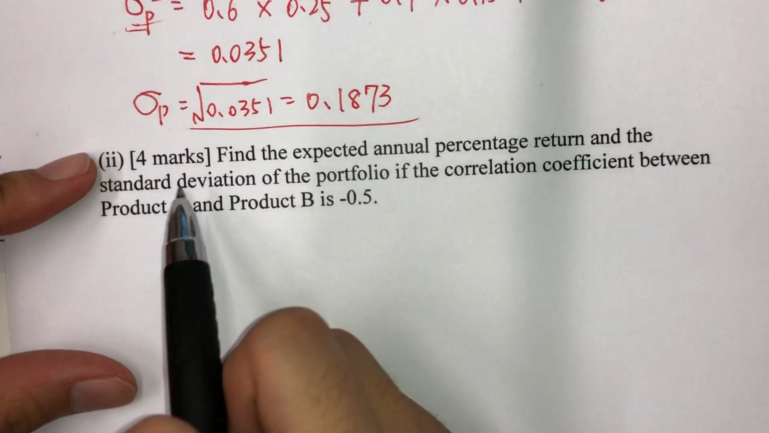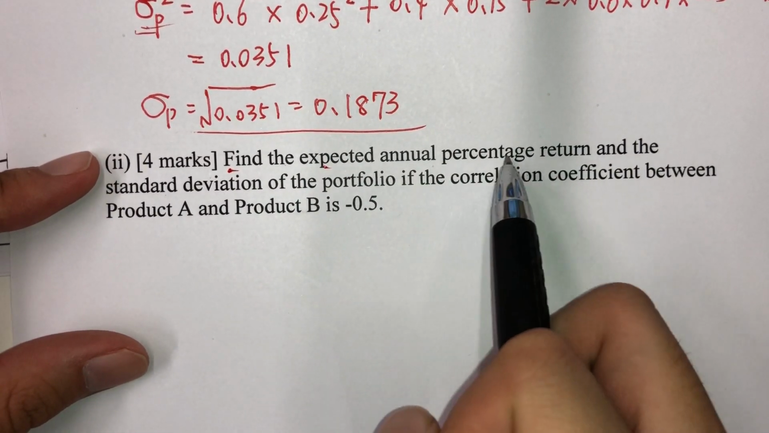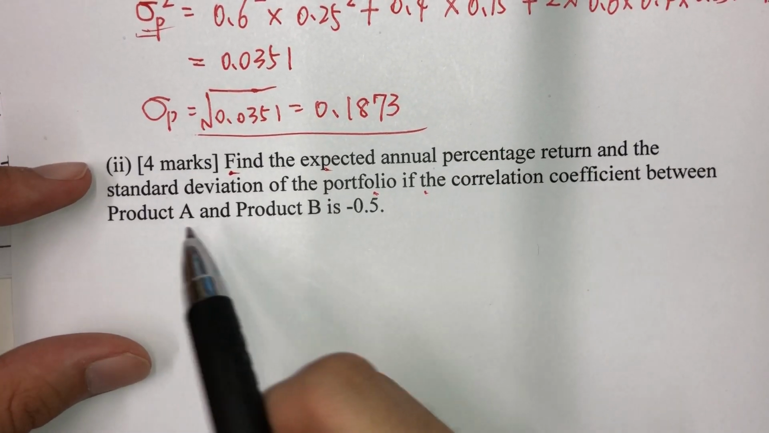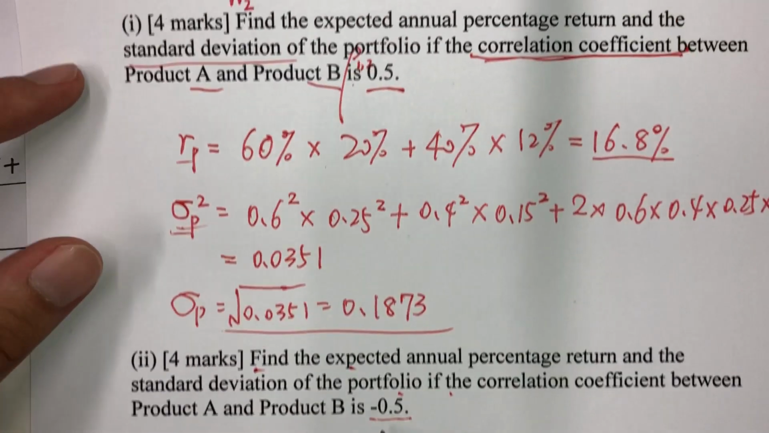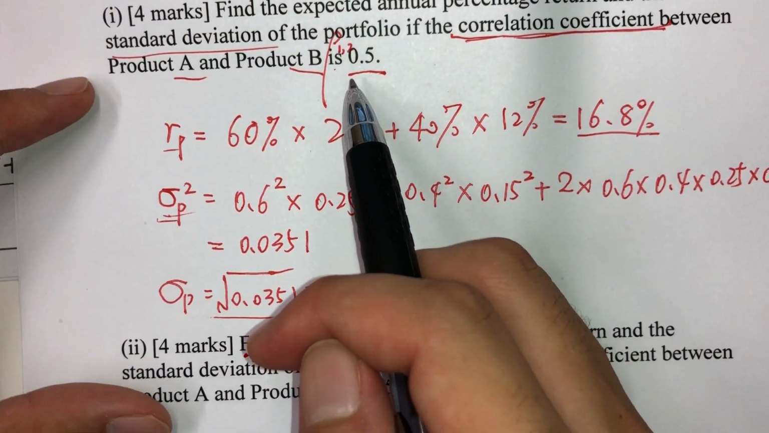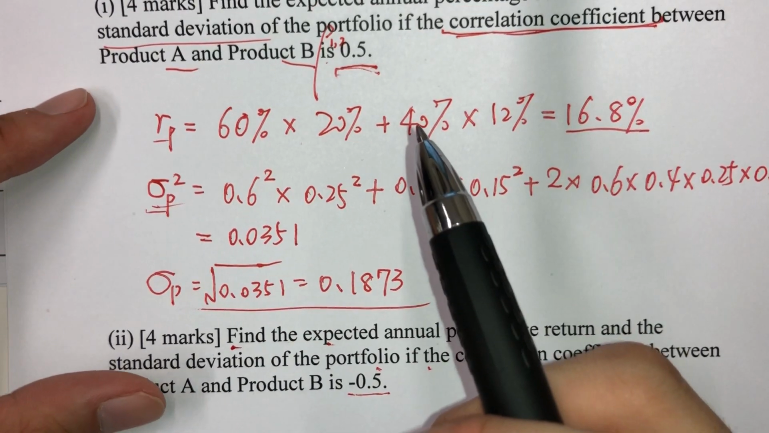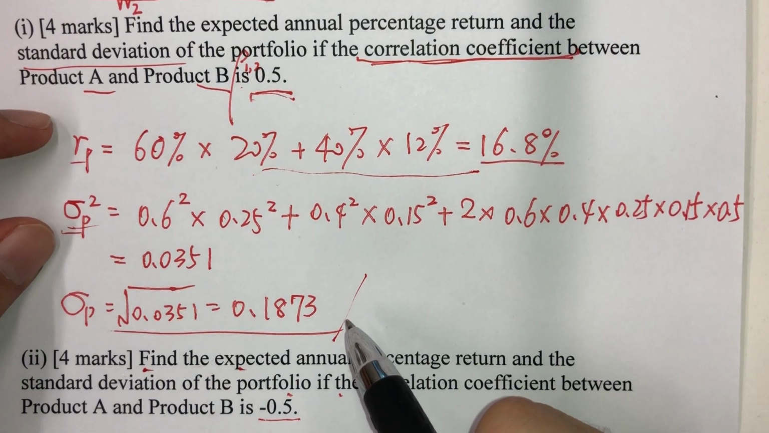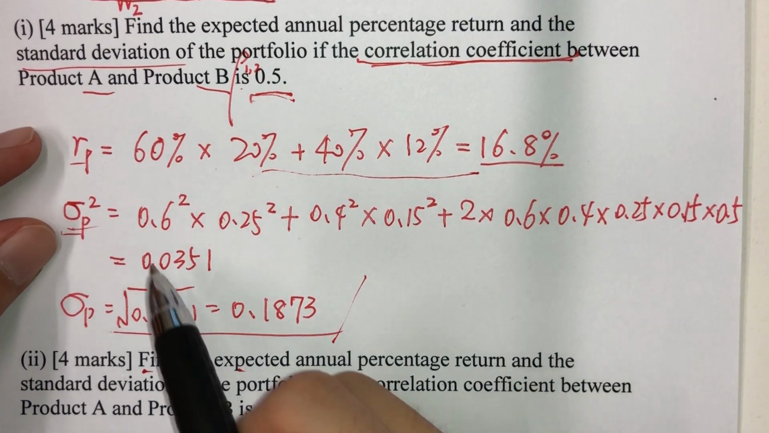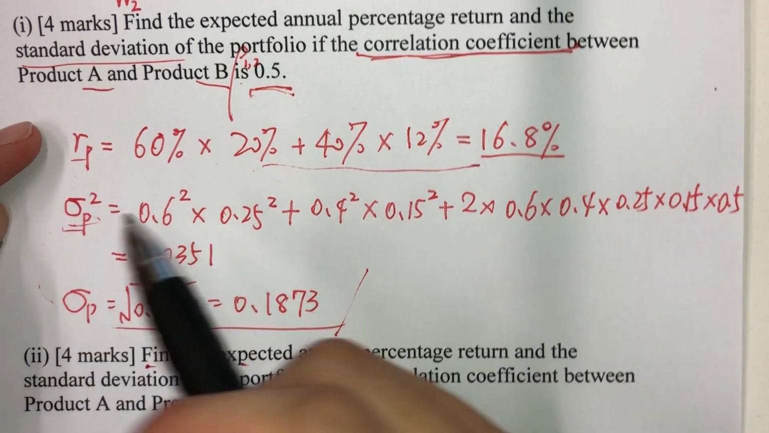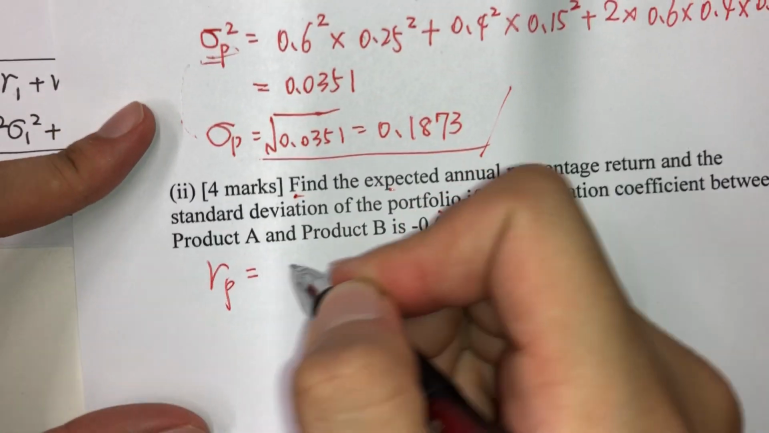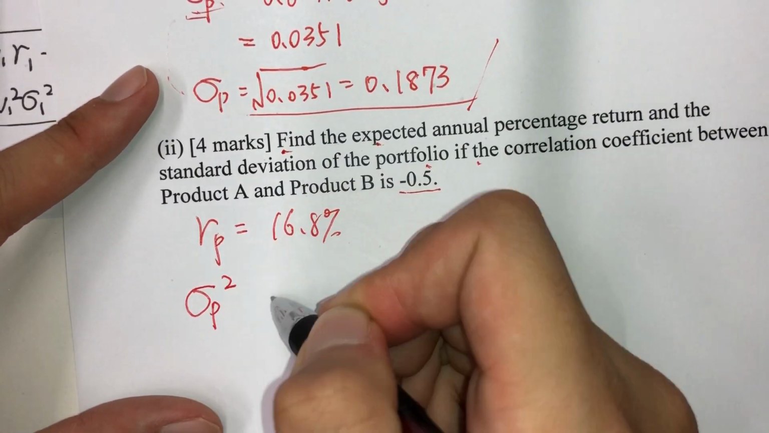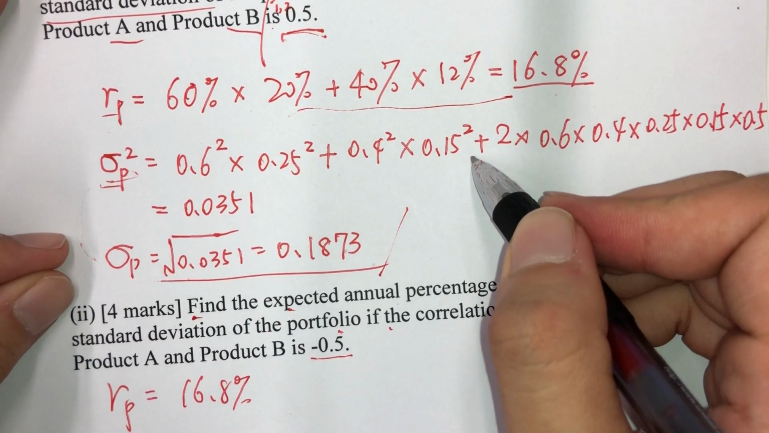So it is asking us to find the expected annual percentage return and the standard deviation of the portfolio if the correlation coefficient between A and B is minus 0.5. So everything remains unchanged. The only thing that is different is the correlation coefficient. So do you think the changing correlation coefficient will affect the portfolio return or the portfolio risk? Right, it will only affect the portfolio risk instead of the portfolio return. Therefore, the portfolio return is still 16.8% as what we calculated here. But the portfolio variance or standard deviation becomes, actually only here becomes a minus sign, right?